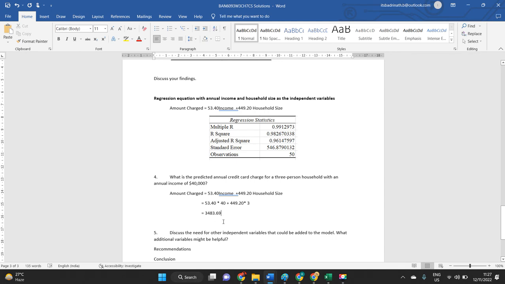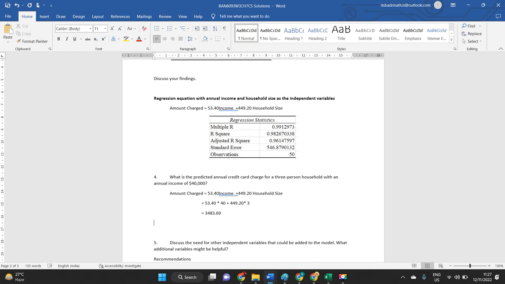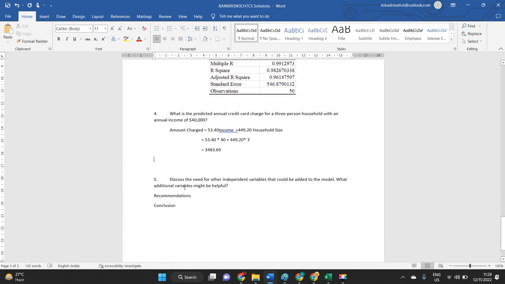From this we say that when the values related to the independent variables, income and household size, are given, it is always possible to predict the annual credit card charge. So when the values are given as 3 and 40,000, the estimated annual credit card charge is 3483.69. You simply make an interpretation and conclude that when these values are all available, it is always possible to calculate amount charged.